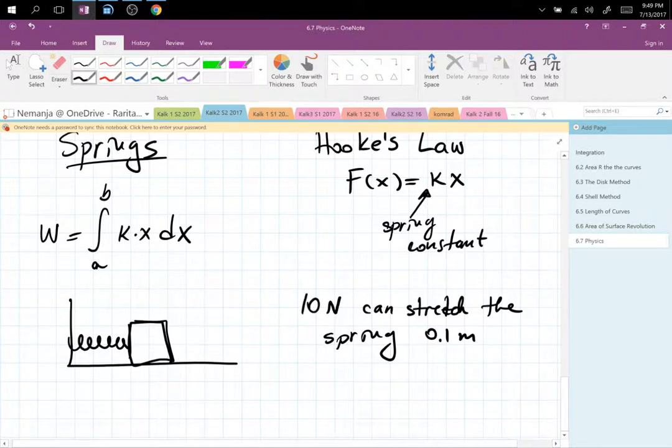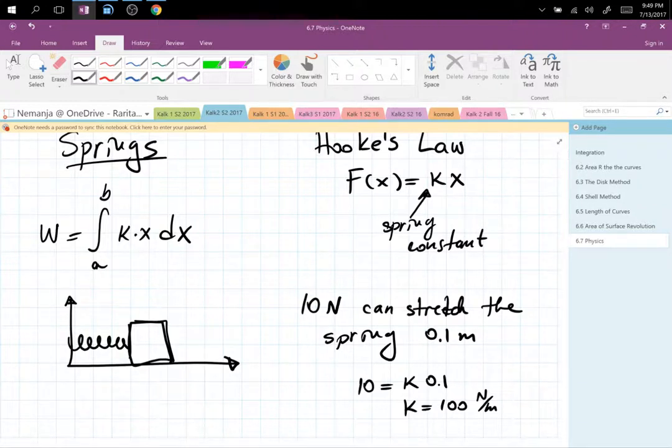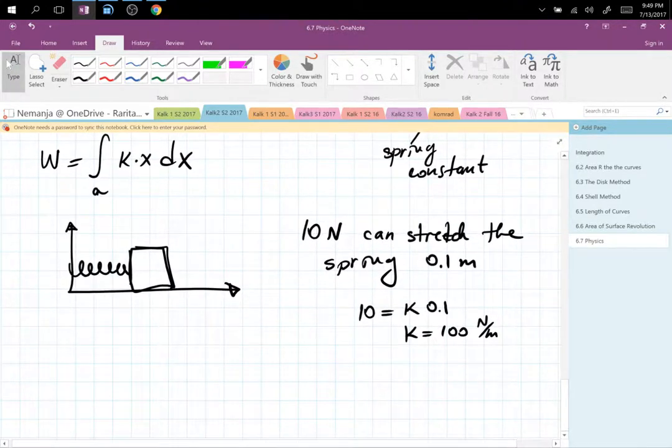10 newtons can stretch the spring 0.1 meters. So 10 newtons can stretch the spring 0.1 meters, which means K is 100 newtons per meter. Those are the units for this. All right, so now how much work is done by this spring to compress 0.5 meters from the equilibrium position? So you want to stretch 0.5 meters from equilibrium. Guys, equilibrium equals 0.